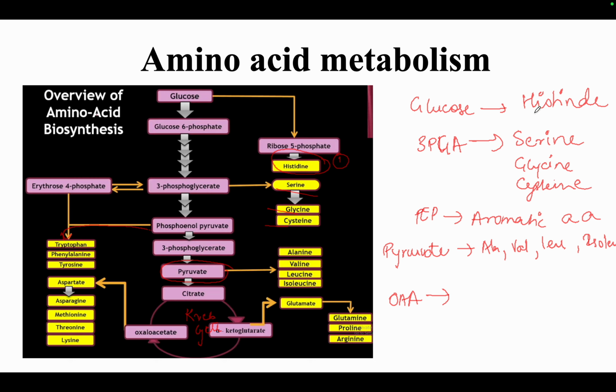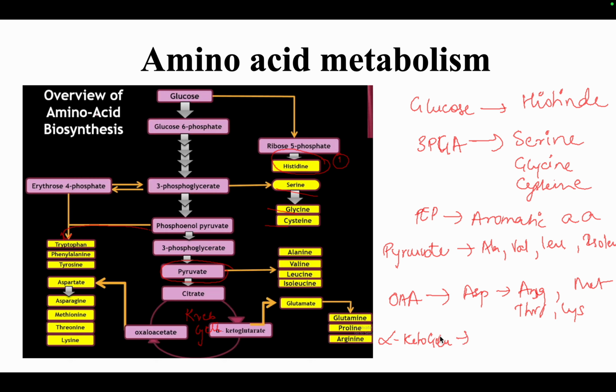So glucose is a precursor of histidine. 3-PGA, 3-phosphoglycerate, is a precursor of serine, glycine and cysteine, and so on. Oxaloacetate is a precursor for aspartate, and from aspartate we can further get asparagine, methionine, threonine and lysine. So these are the amino acids from oxaloacetate. And then we have alpha-ketoglutarate.